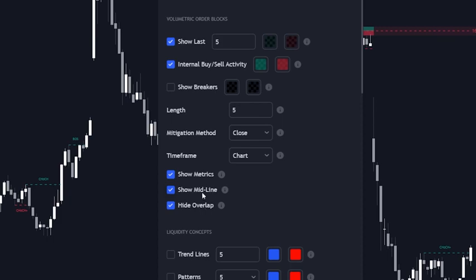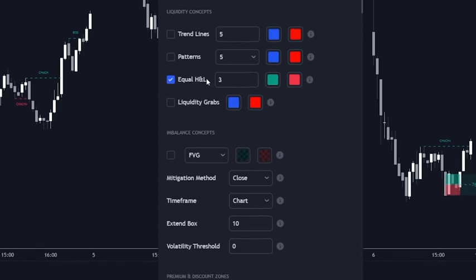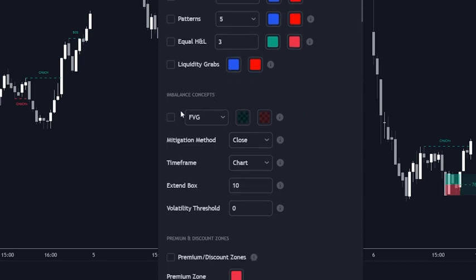You can consider removing the metrics if you like to have a more classical appearance for the order blocks. If this is a little bit too much for your chart, you can remove the metrics right here. We're going to disable the equal highs and lows since we're not going to be targeting those areas as liquidity. We're trying to have a very, very simple setup, just using some really important concepts within this indicator.